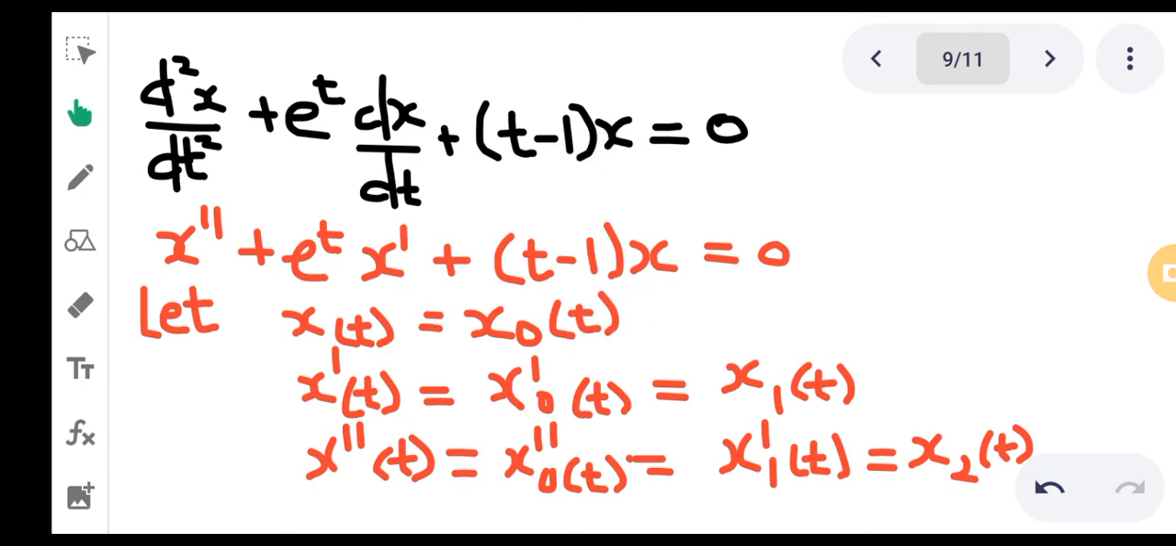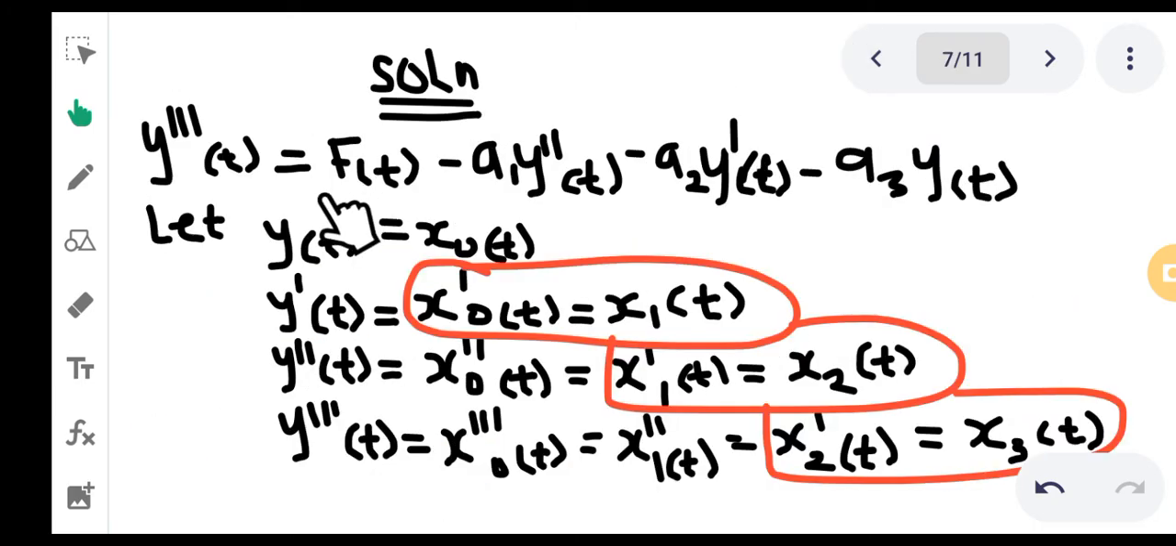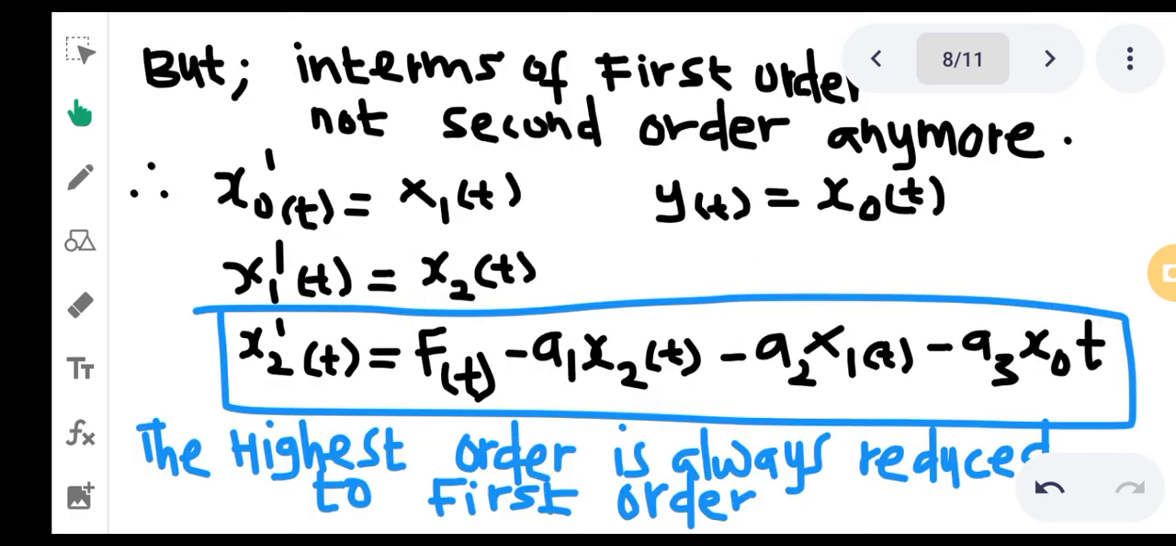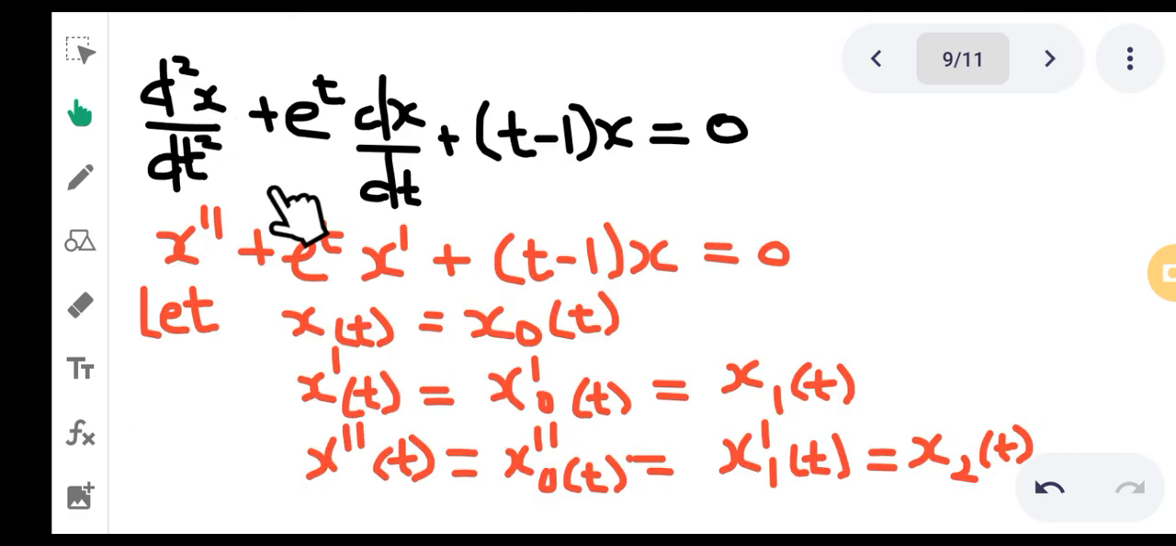Okay, so the same thing, just make your dependent variable. As I said from the previous question, our dependent variable was y. Okay, but here the dependent variable is x. So just make your dependent variable, which is x of t, to be equal to s naught of t. That's all. Okay, so you differentiate it once. Here, because the higher order is 2, we just differentiate it 2 times.